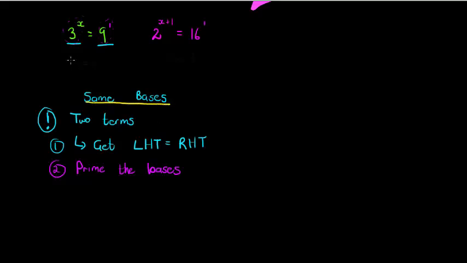Now what will happen is, if I have 3 to the power of x is equal to, and 9 can be written as 3 squared. Same on this side, I've got 16 there, so if I say 2 to the power of x plus 1 is equal to 2 to the power of 4, because 16 can be written as 2 to the power of 4, and this is where the magic happens. No, I lie, it's not magic, it is indeed just simple basic logic.